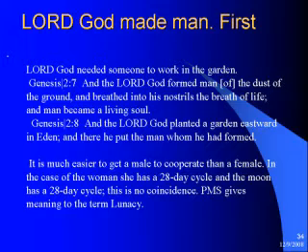And why is it so easy to do it with the male? Because the female has this thing going on with her. Every 28 days the moon goes around, and every 28 days she has her cycle. That's not a coincidence. It is much easier to get a male to cooperate than a female. In the case of the woman, she has a 28-day cycle, and the moon has a 28-day cycle. This is no coincidence. PMS gives meaning to the term lunacy.